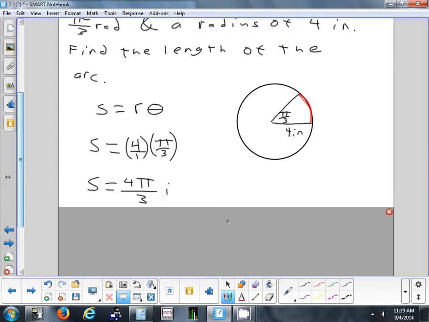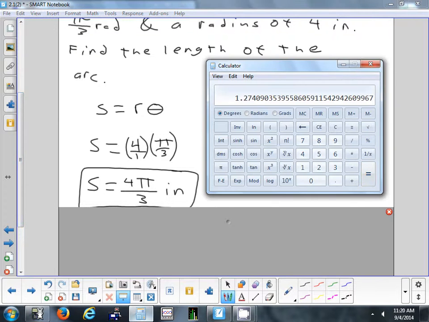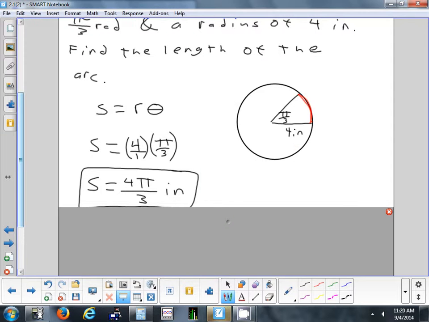Inches, right. Sometimes people say radians. Radian is not a unit of length. That's an angular measurement. So if you're ever finding an angle, then you use radians. But in this case, it was inches. And that's it. That's how you find the length of an arc. If they wanted a decimal, approximately how big, just type it in, and it's about 4.19 inches.